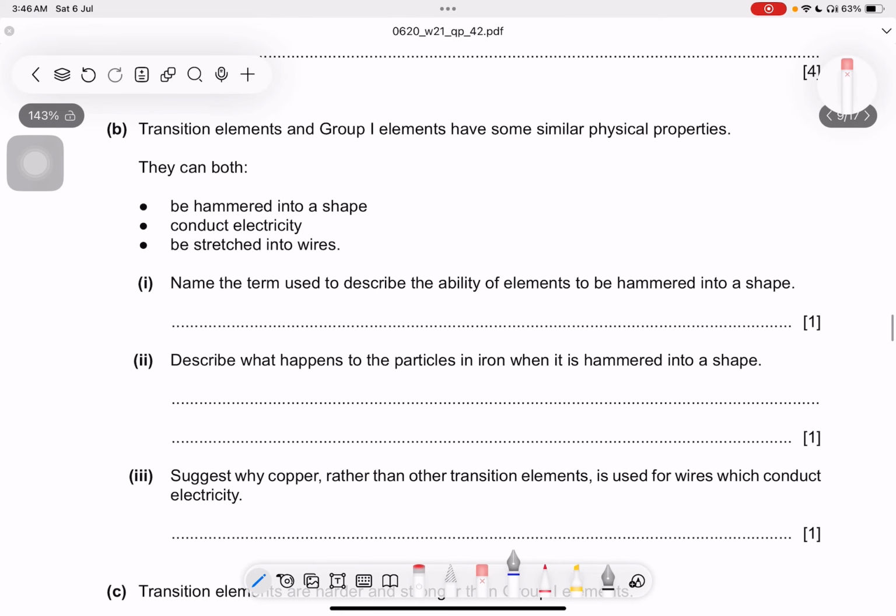Transition elements and group 1 elements have some similar physical properties. They can both be hammered into a shape, conduct electricity, and be stretched into wires. Name the term used to describe the ability of elements to be hammered into a shape. So they're moldable, or the proper word is malleable.